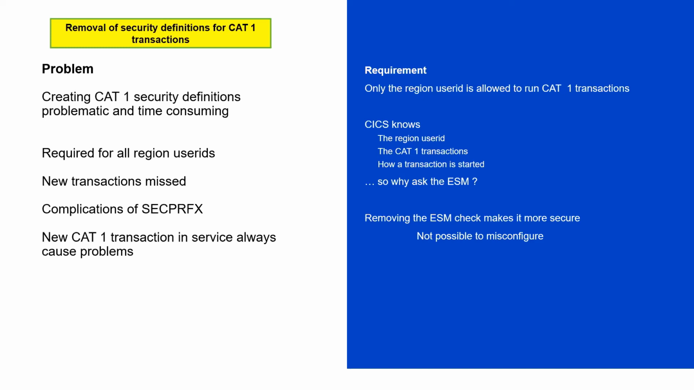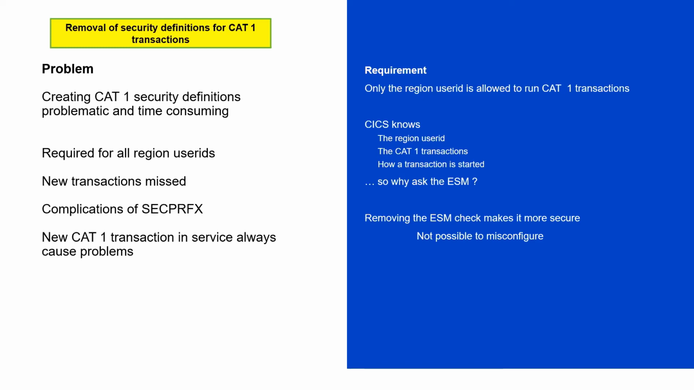Now, something that, when thinking about this after customers explained how much time it took them, I had to think of was: what were the security definitions doing in the first place? Because we're asking the security manager, can the CICS region ID access this transaction? Because CICS knows the region user ID, obviously, we know who we are. We know the list of category 1 transactions, there's a list inside the program, and we know how the transaction started because they can't be started from a terminal.